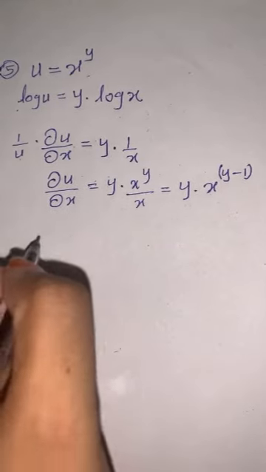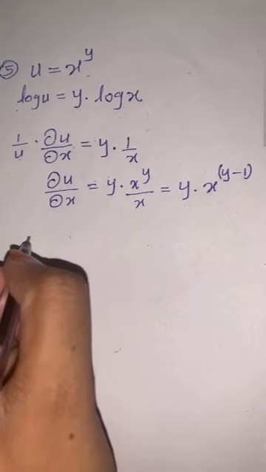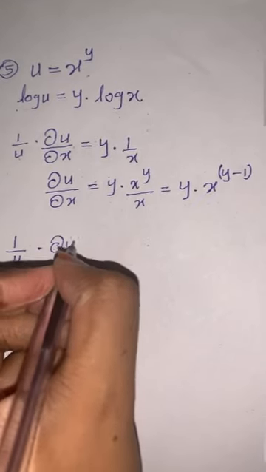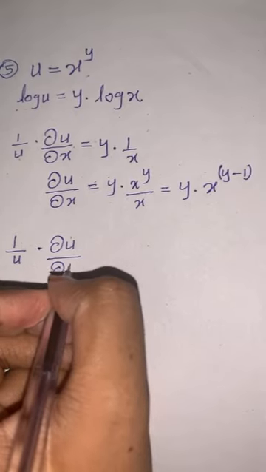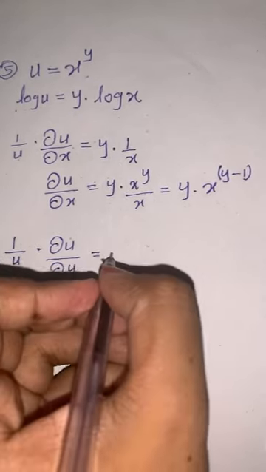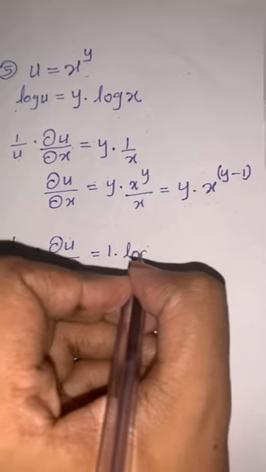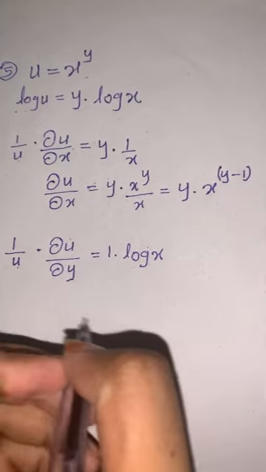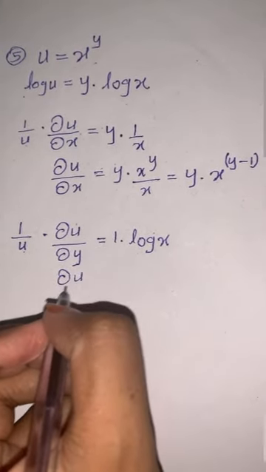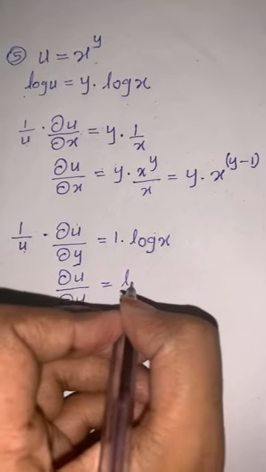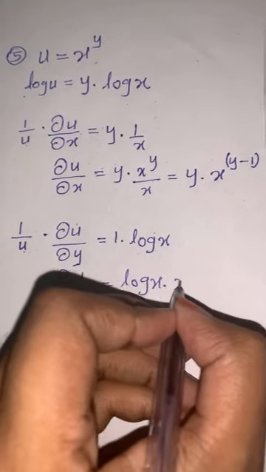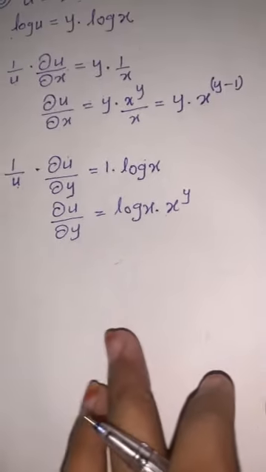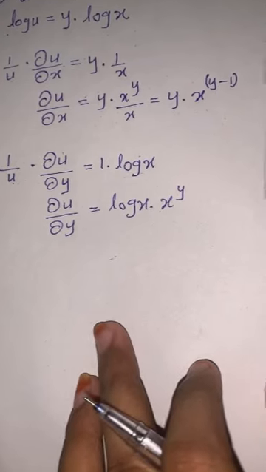Okay. Next, with respect to y. So same, 1 over u into ∂u over ∂y is equal to 1 into log x. So it can be written as, if this u comes here, log x into x to the power y. Okay, then we will just see the next one.